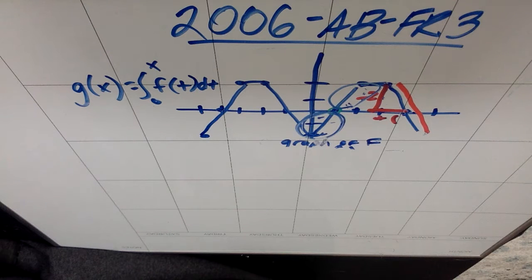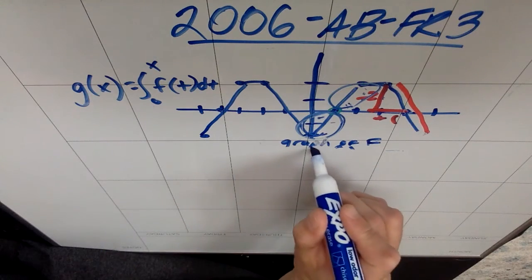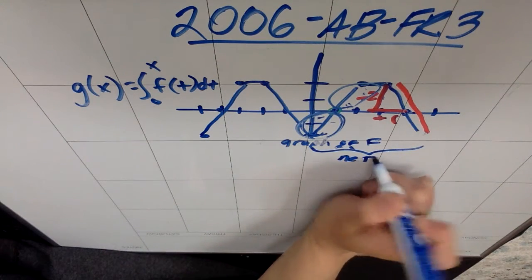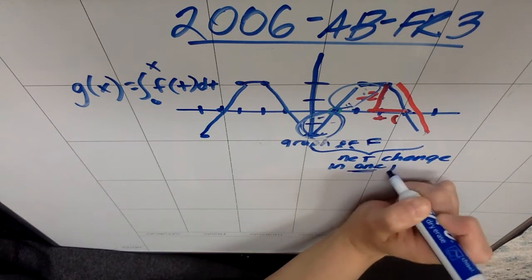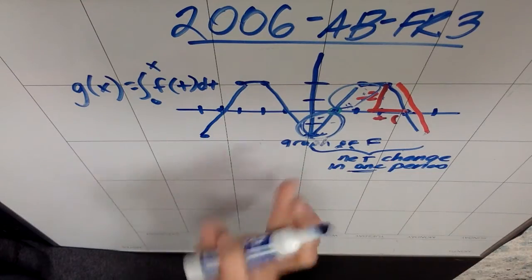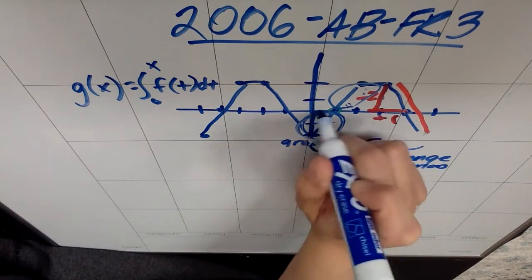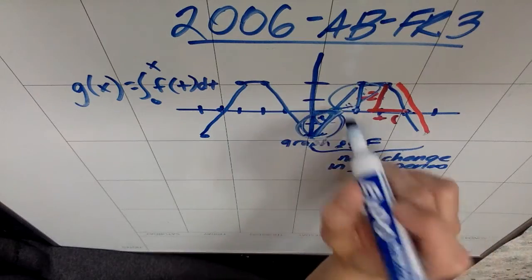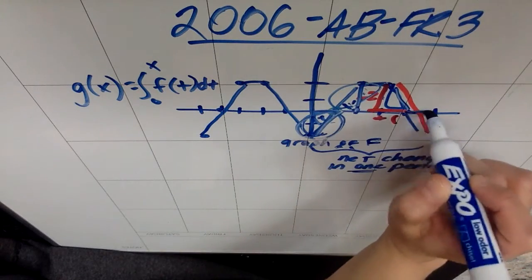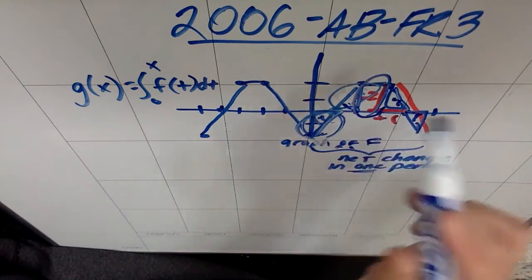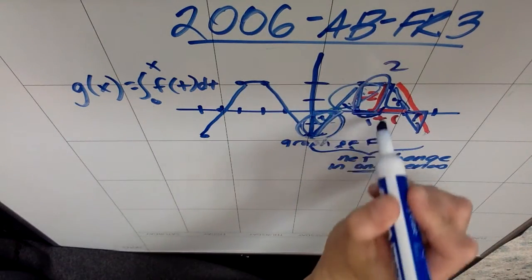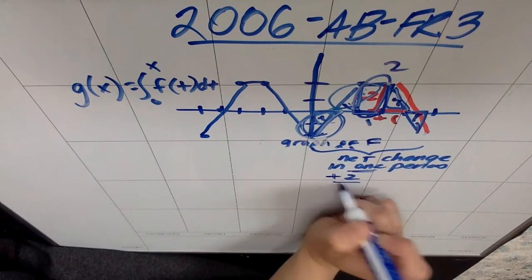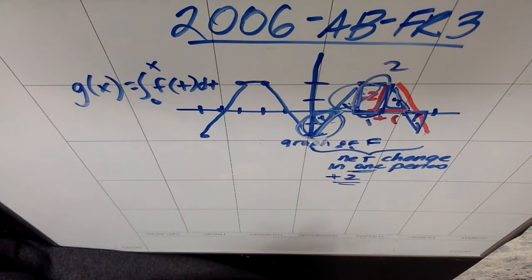So here's the thing. The easy way to think about this is what's the net change in one period? Because it's going to do the same thing every time. This negative triangle is going to cancel out this triangle, and this positive triangle is going to cancel out this negative triangle. So in one period, the net change is essentially +2, because this is a rectangle that is 1 unit wide and 2 units tall.